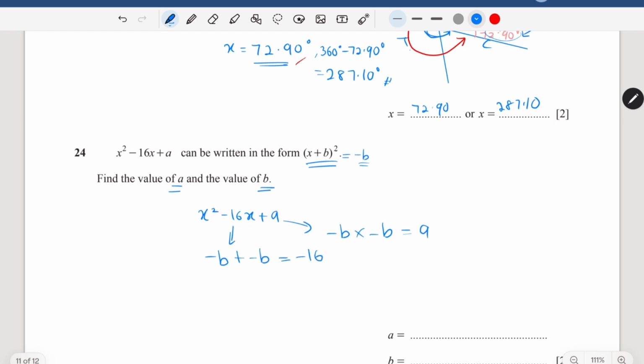So now can you find the value of b? Yes, obviously we can. Negative b plus negative b is equal to negative 2b equals negative 16. So your b is equal to 8. If your b is equal to 8, what is your a value? Your a value is negative 8 times negative 8 equals 64. A is positive 64. That's it.